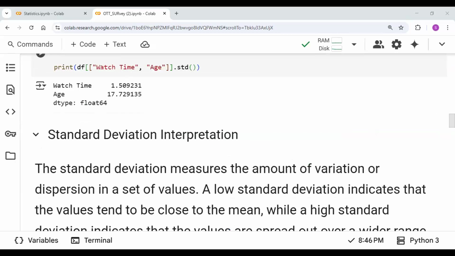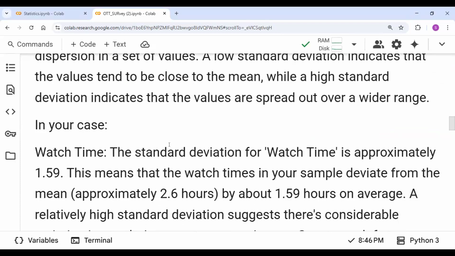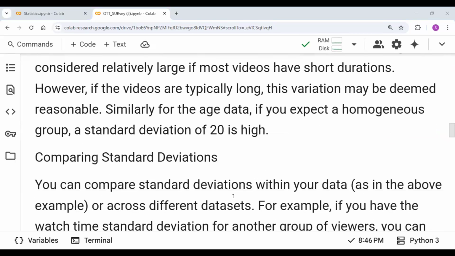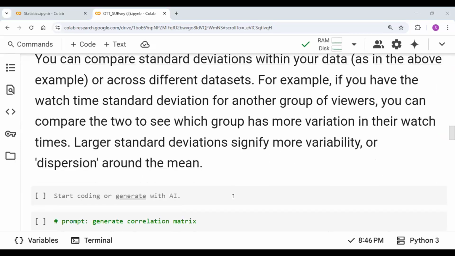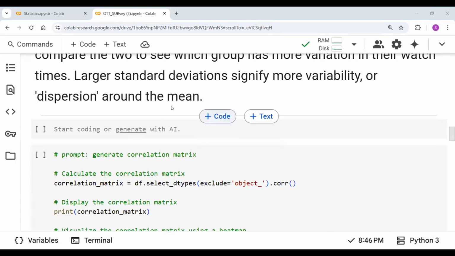So the standard deviation for both watch time and age. Watch time gives you about 1.5 hours, and 17.7 for the standard deviation. Age is actually getting deviated. I have not interpreted here with respect to the standard deviation, especially. In this data, I did not do that calculation part of standard deviation.